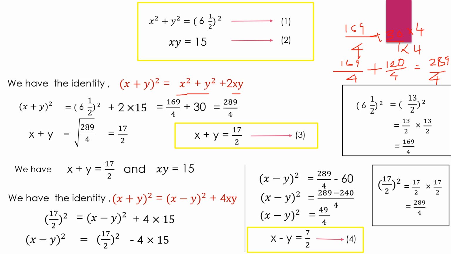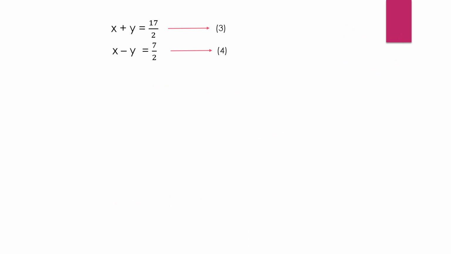So we got next equation and we call this as equation 4. So we got two equations. One is x plus y equal to 17 by 2 and the other is x minus y equal to 7 by 2. Now you can easily solve this. Tell me. On adding, what do you get? Correct. 2x plus 0y equal to, what is 17 by 2 plus 7 by 2? 17 plus 7 is 24 by 2. What is 24 by 2? Correct. It's 12. So we get 2x equal to 12.